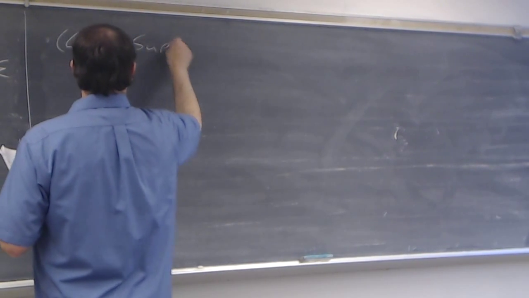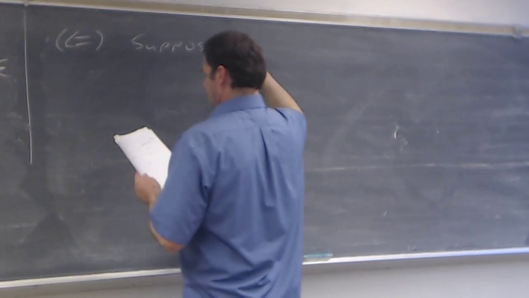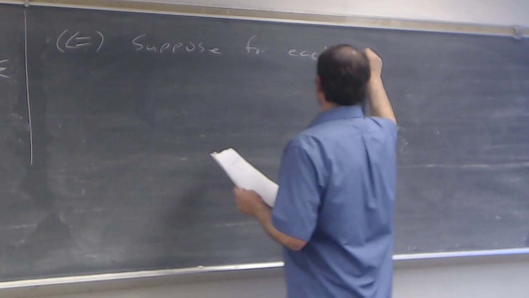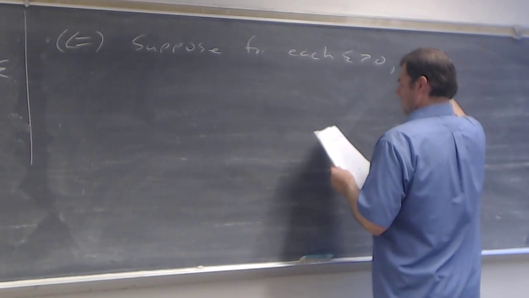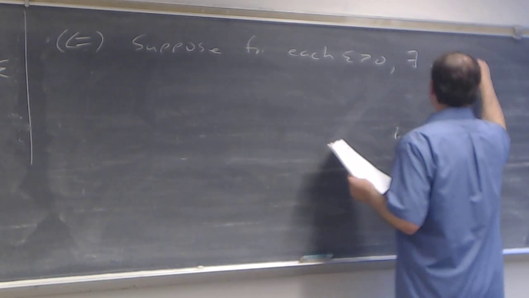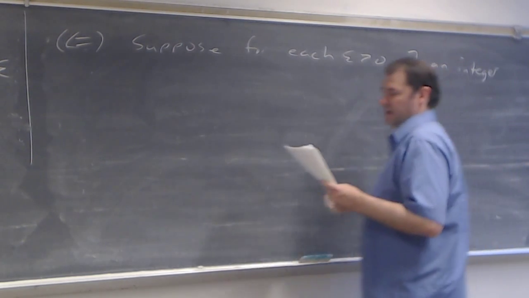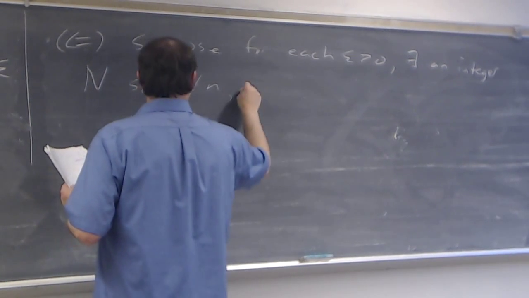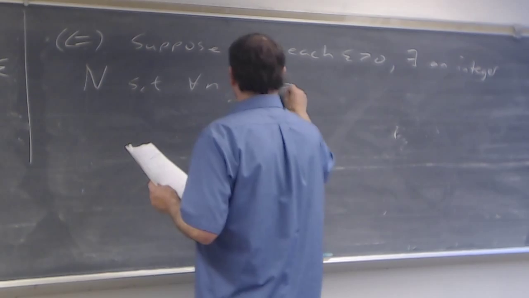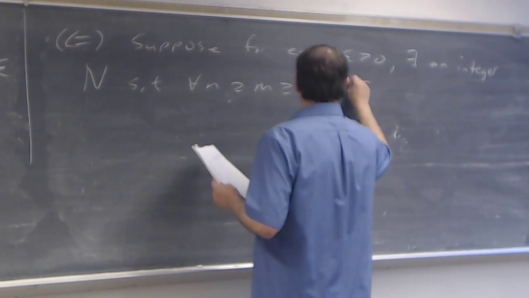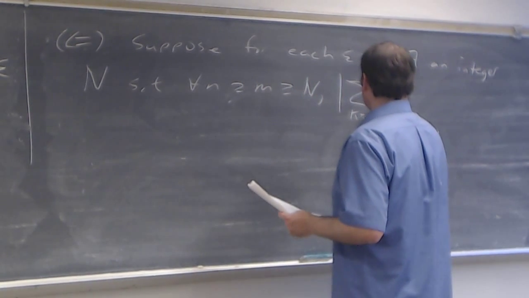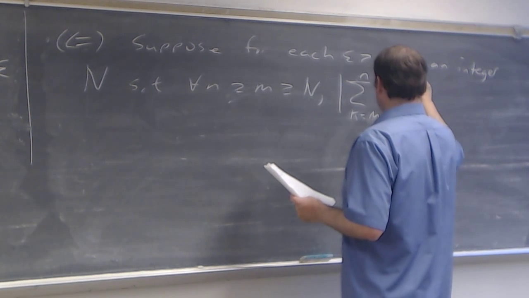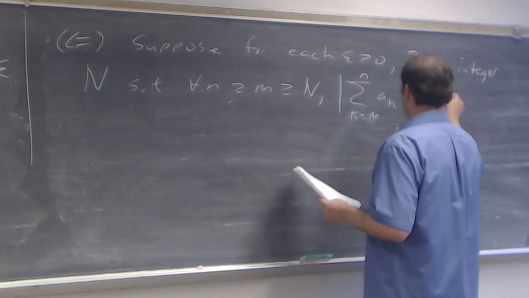Here, suppose for each epsilon greater than 0, there exists an integer, big N, such that for all n bigger than or equal to m, bigger than or equal to big N, the norm of the sum as k runs from m to n of a sub k is less than epsilon.